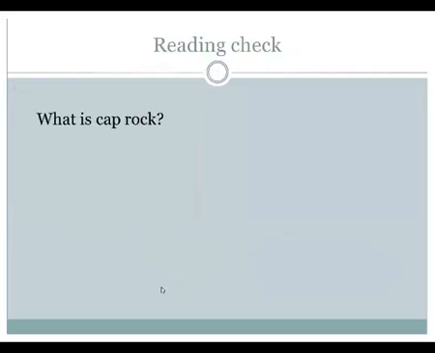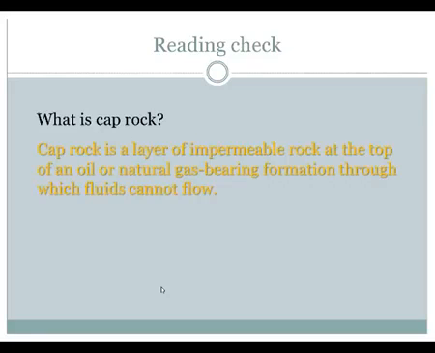So caprock. What is caprock? Rock that caps all the water, the oil, the other thing. Yeah, excellent. Like we saw in that picture, it is a layer of impermeable rock at the top of an oil or natural gas bearing formation. And once we drill through that caprock, because of the overlying pressure of it, oil or natural gas just spews out of the well.